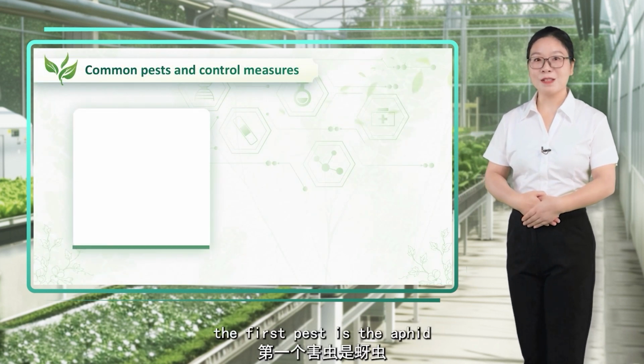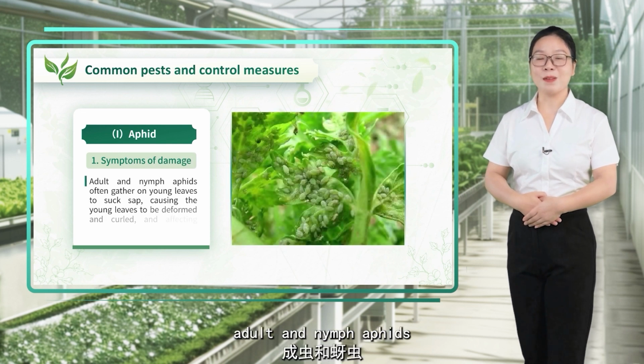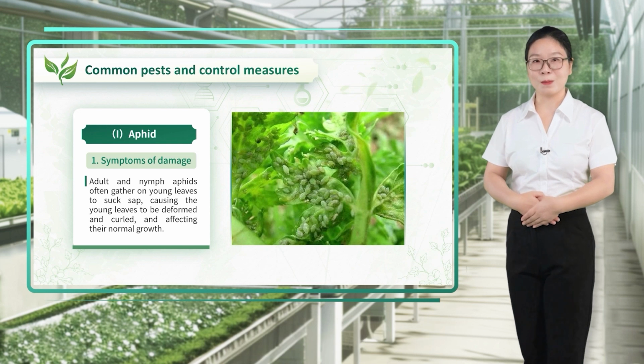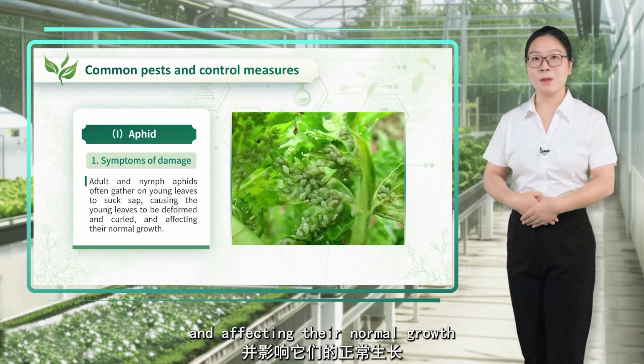The first pest is the aphid. Its damage symptoms. Adult and nymph aphids often gather on young leaves to suck sap, causing the young leaves to be deformed and curled and affecting their normal growth.